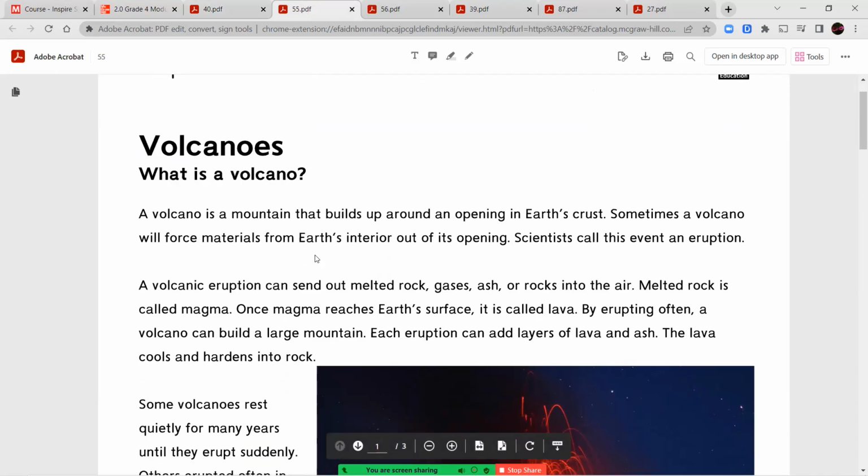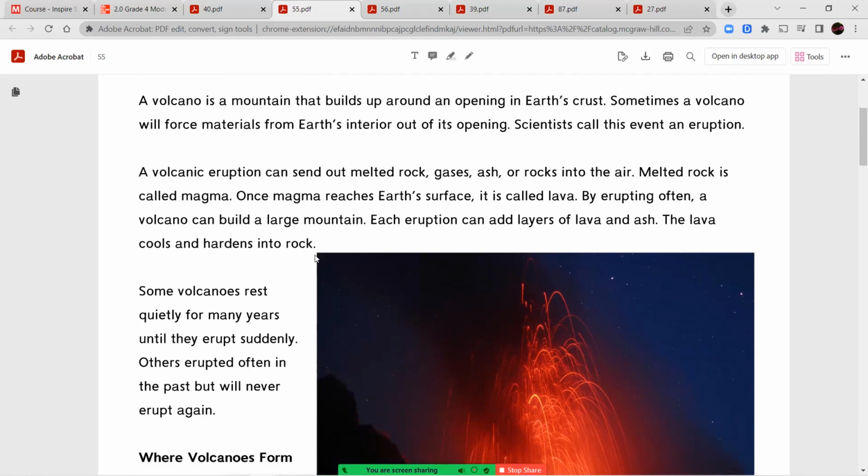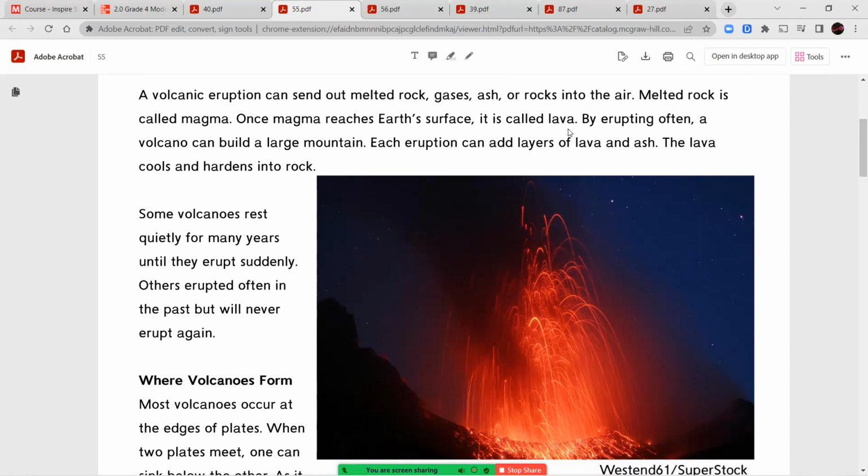So we're going to pull up our handout. Volcanoes. What is a volcano? A volcano is a mountain that builds up around the opening in Earth's crust. Sometimes a volcano will force materials from Earth's interior, that means the inside of the Earth, out of its opening. Scientists call this event an eruption. A volcanic eruption can send out melted rock, gases, ash, or rock into the air.